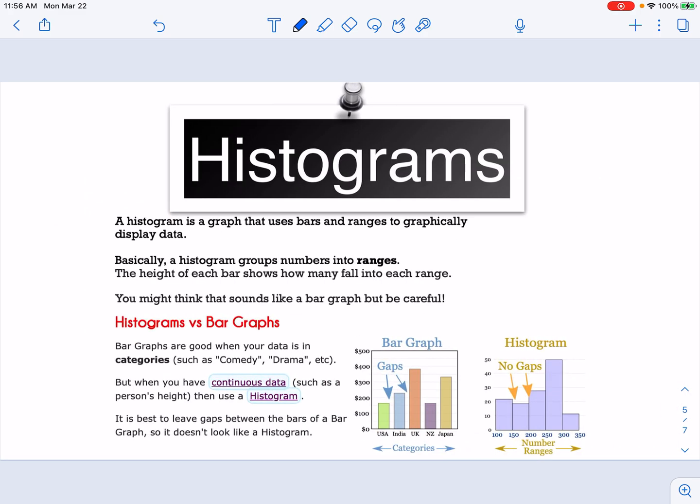Okay, now talking about histograms. A histogram is a graph that uses bars and ranges to graphically display its data. So basically, a histogram groups numbers into ranges, and then the height of each bar shows how many fall into that range. So you might think that sounds like a bar graph, okay, but it's a little different. Bar graphs are good when your data is in categories, like comedy, drama, but when you have continuous data, such as a person's height, a histogram might be better.